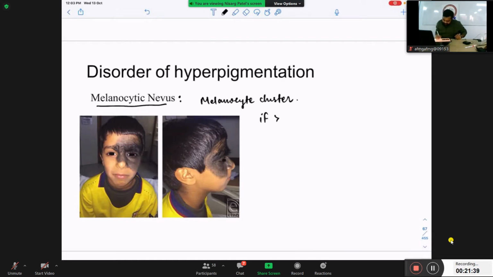But if it is more than 20 centimeter square area, meaning very large, then there is a risk of conversion into melanoma. Risk of conversion into melanoma.